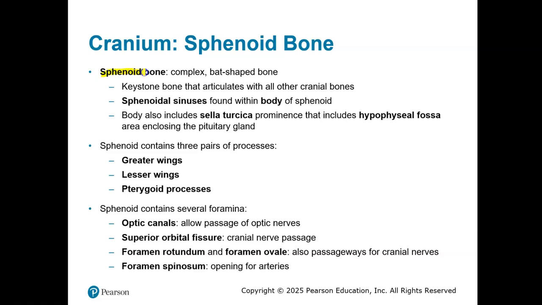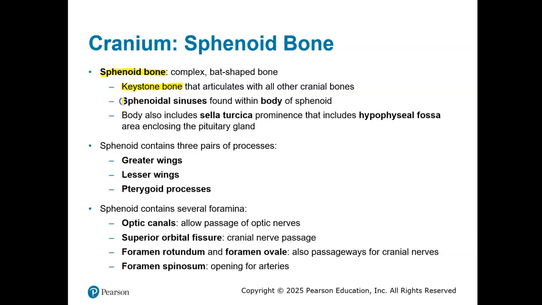So the sphenoid bone is a bat-shaped bone. It's a keystone bone. It is the keystone bone. In other words, it articulates with all the other cranial bones. It comes into contact with all the other cranial bones, frontal, occipital, ethmoid, all of them, temporal, parietal.